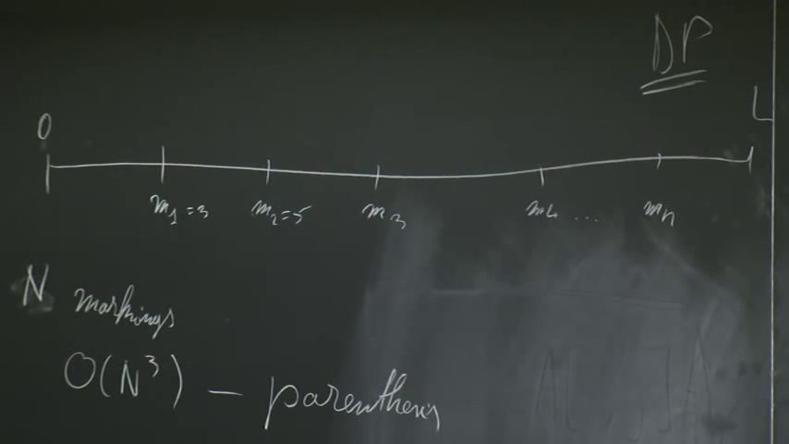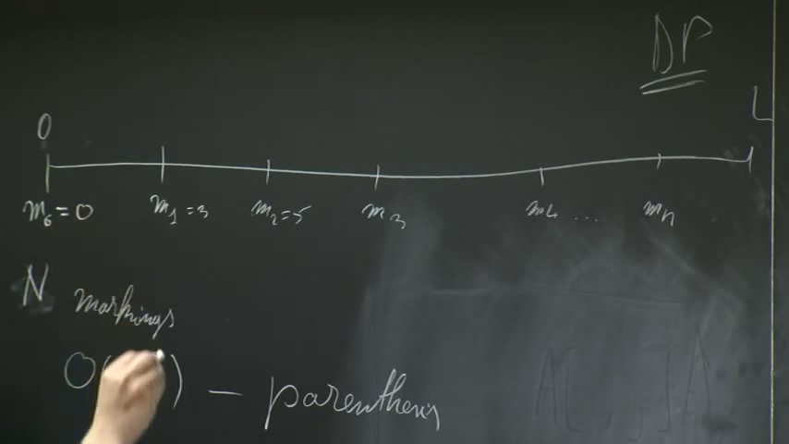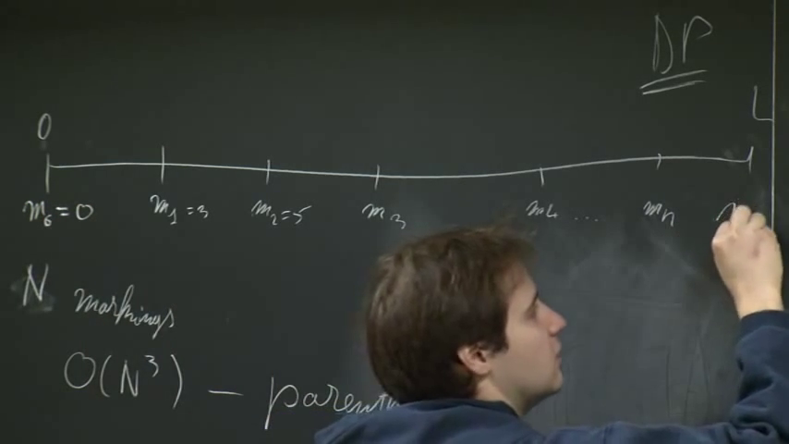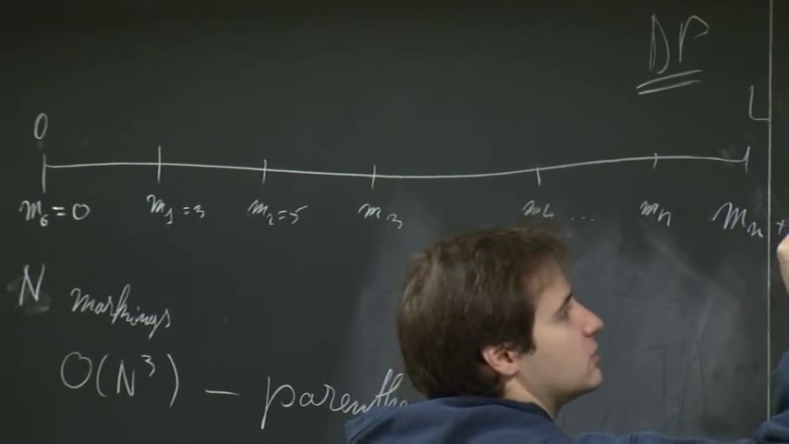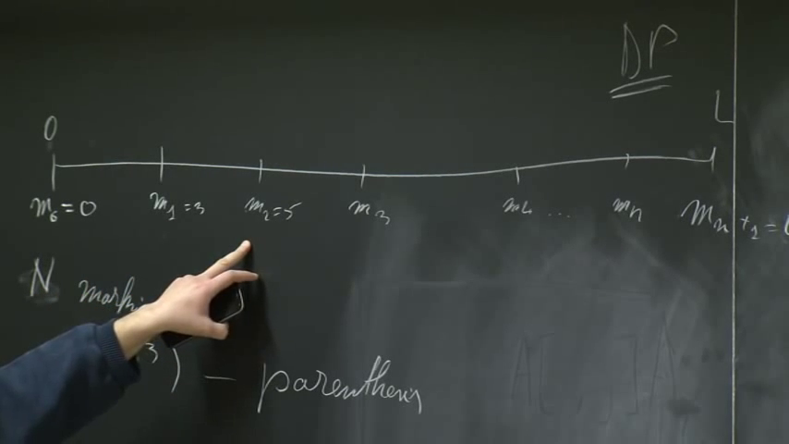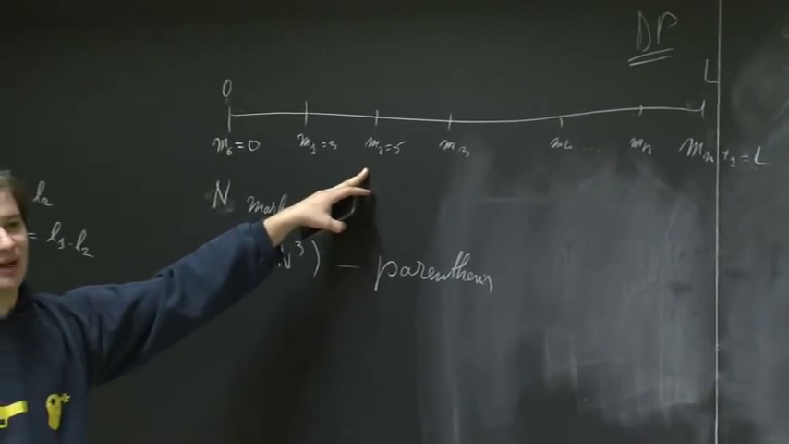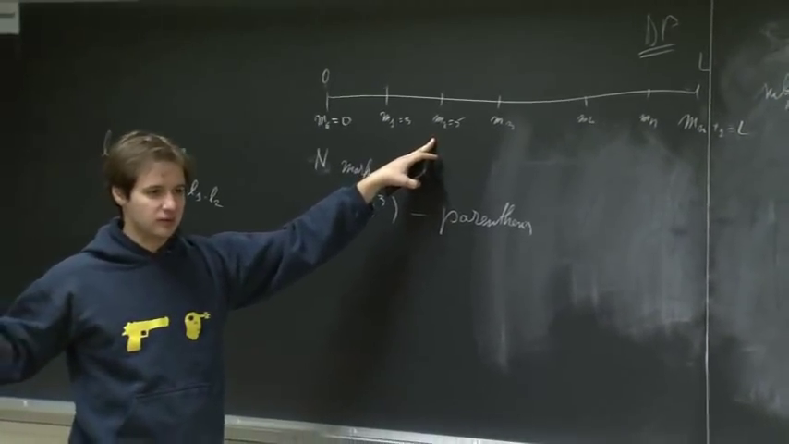Can't you just do M0 and M+1? Exactly. We add fake markings. M0 is 0, and Mn plus 1 equals L. Very good. Are we assuming that they're evenly spaced? No. So these are numbers. If they were evenly spaced, I think there's an algorithm. You might come up with a math and say you always cut it up like this.